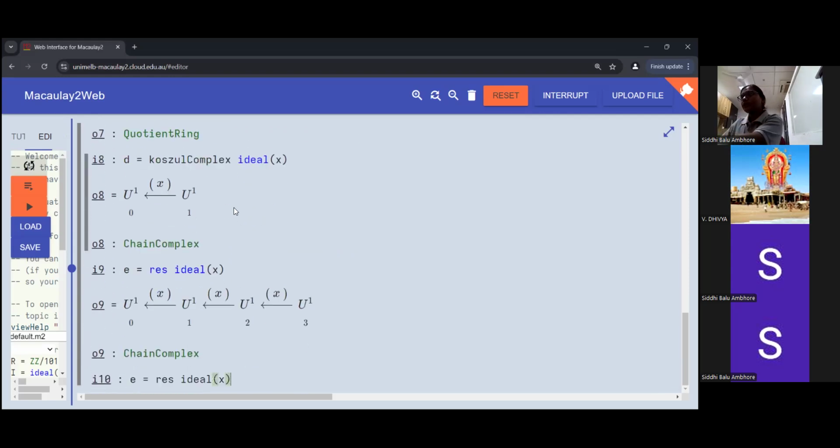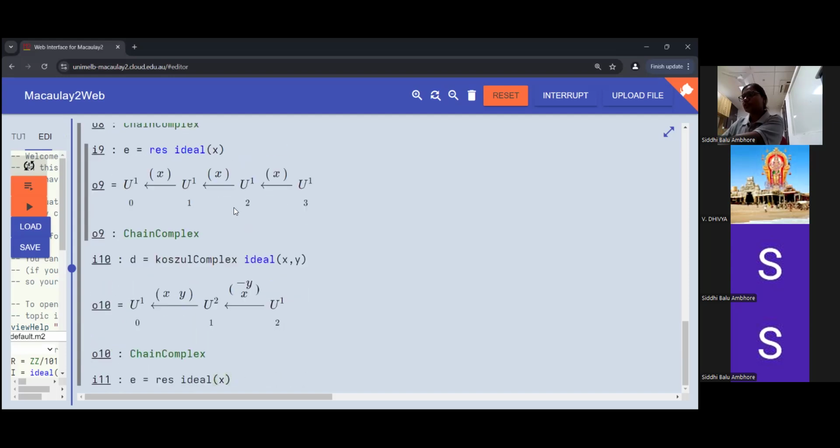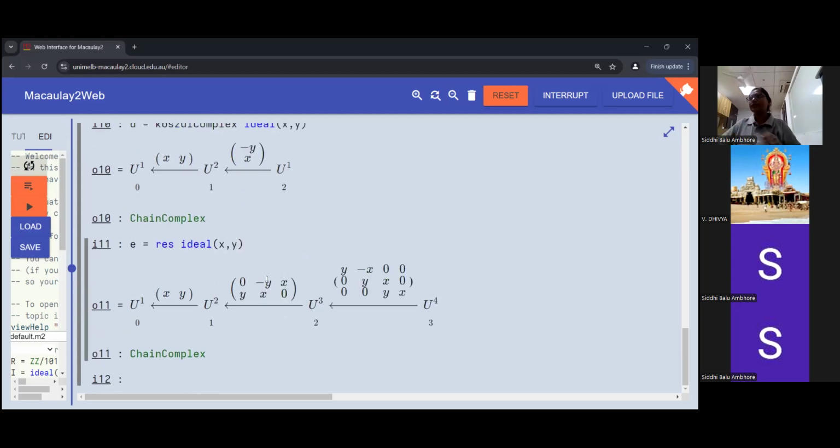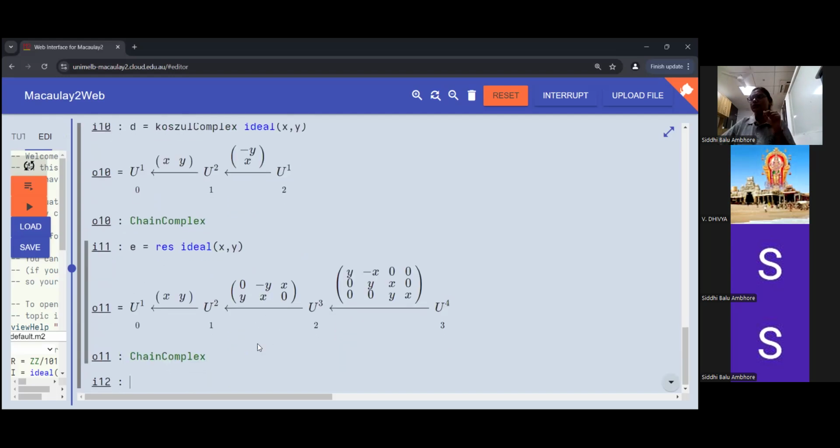Okay, and we can also check for the ideal generated by x, y, and here for the ideal generated by x, y as well. And it is completely different. Even the maps are different in this case. So for example, for the Koszul complex and the resolution, the second place is completely different. I hope this is clear.